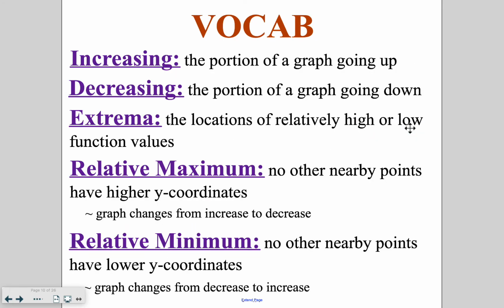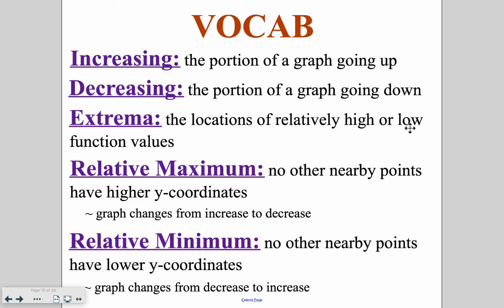Next thing we're going to look at is when functions are increasing and decreasing. So the increasing is the part of the graph where it is trending up. The physical curve or line of the graph is moving in a positive direction. And on the flip side of that, the physical curve of the graph is going down when it is decreasing. Extrema is the general term for relative highs or lows within a graph.